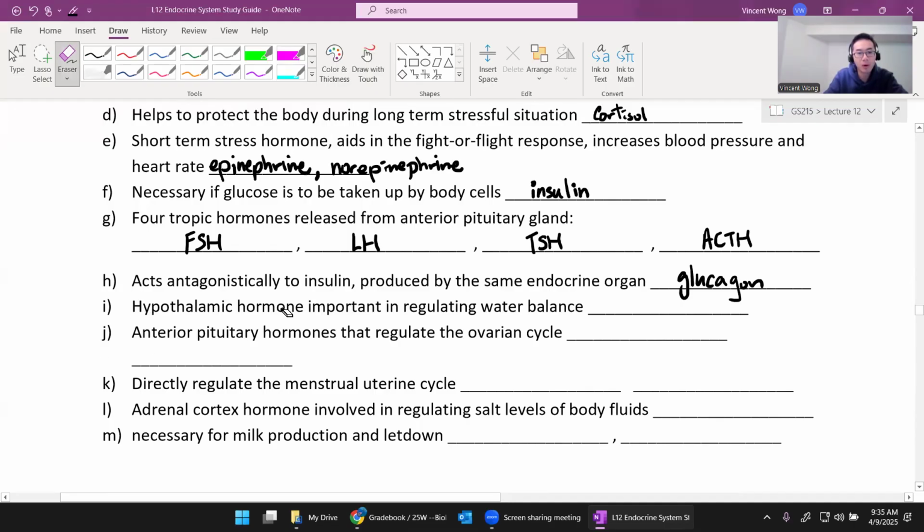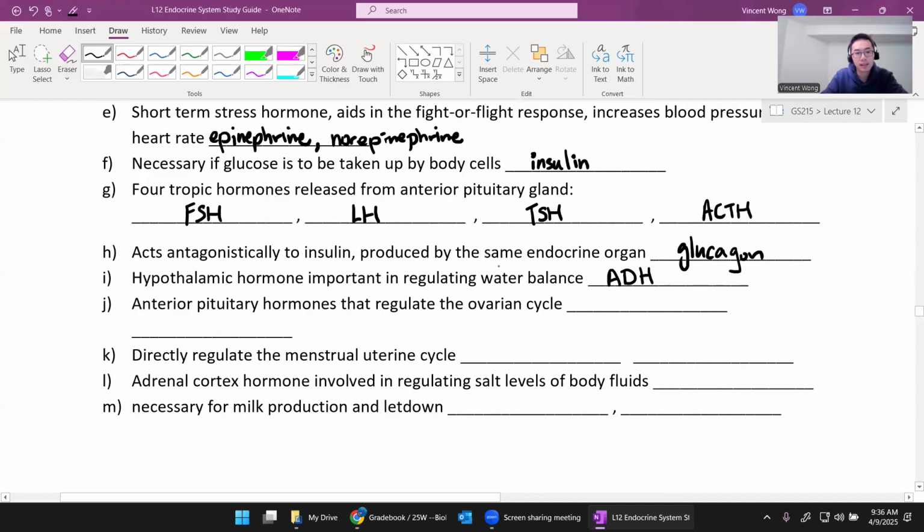Hypothalamic hormone, which means it comes from the hypothalamus, and it's important in regulating water balance. That would be anti-diuretic hormone, ADH. Anterior pituitary hormone that regulates the ovarian cycle. It's coming from the anterior pituitary gland, and if it's dealing with the reproductive system, the ovarian cycles, there are only two: follicle stimulating hormone and luteinizing hormone.